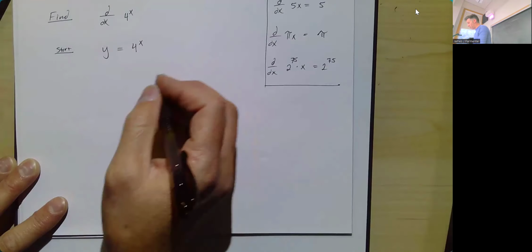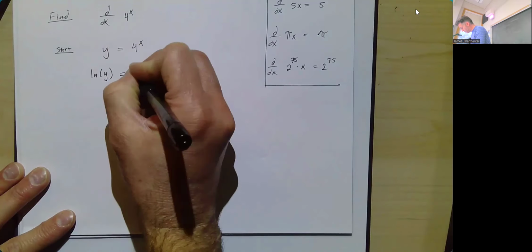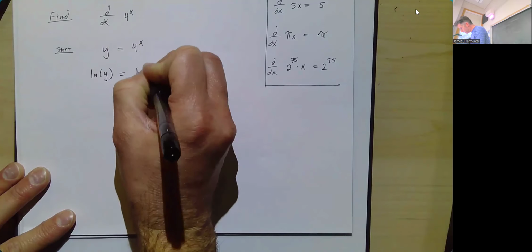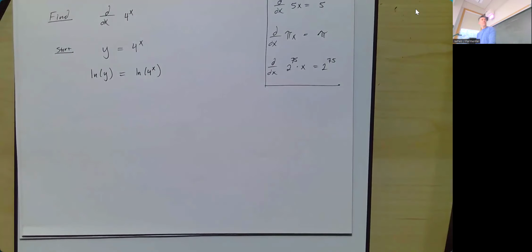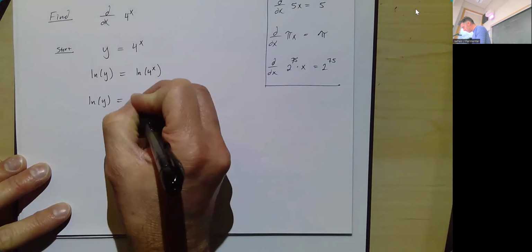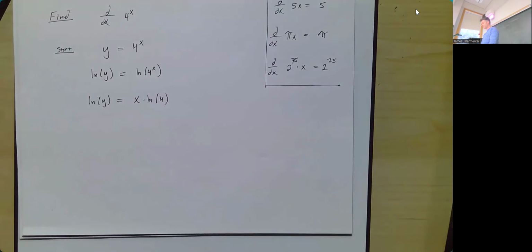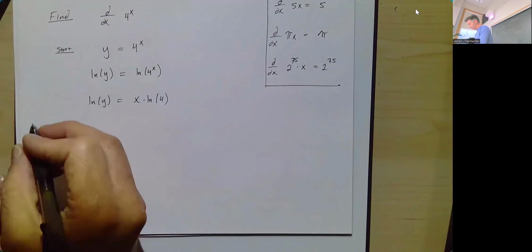I'm going to take the natural log of both sides here. The natural log of y is equal to the natural log of 4 to the x power. And now we're going to use the rules of logarithms to bring that x down. So the natural log of y is equal to x times the natural log of 4. And now we're finally going to take the derivative of both sides because we can.